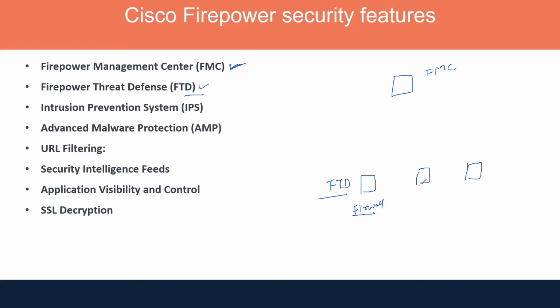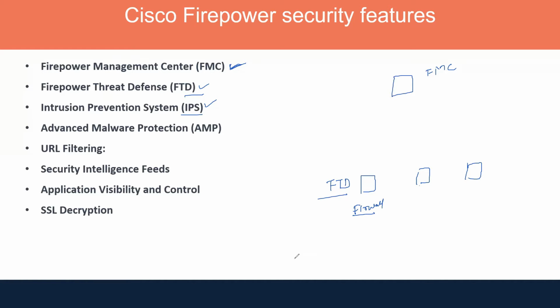FTD is the actual firewall, and FMC is a management console. In the Firepower, we have an IPS, intrusion prevention system. So let's say somebody is trying to hack my network by sending multiple attacks, like SQL attacks or any kind of known vulnerability attacks. Firepower would be able to identify them using an IPS module or IPS system, and it would be able to block that malicious traffic.